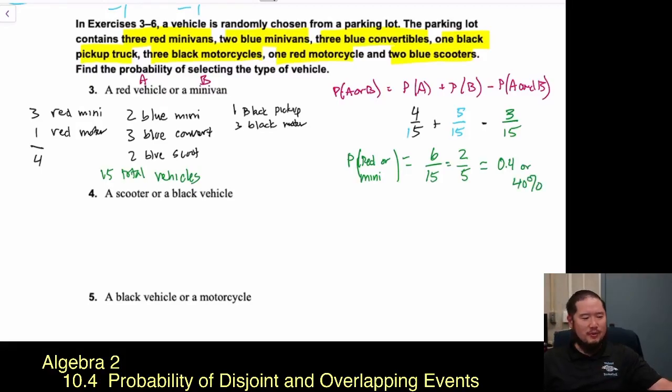All right, so now we've put all that information together and figured out that probability. So let's go to problem number 4. The setup is pretty similar. We have the probability of a scooter or a black vehicle. We'll go ahead and put A for scooter, B for black vehicle.